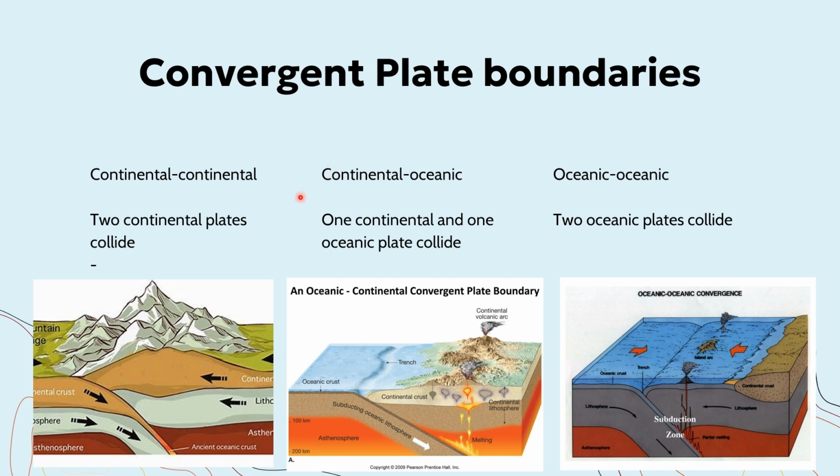So continental-oceanic is when one continental plate and one oceanic plate collide, and the oceanic plate will always subduct underneath the continental plate. One telltale sign of a continental-oceanic plate boundary is a trench, which is a valley in the water. And then the last one, oceanic, is when two oceanic plates collide. Another telltale sign of this is a trench, seen right here.